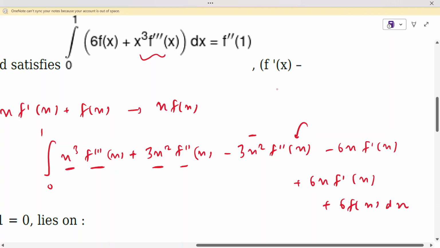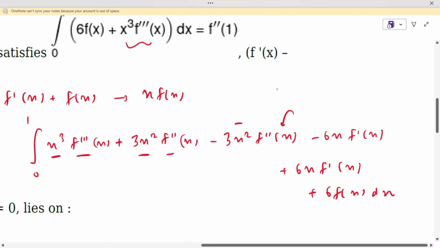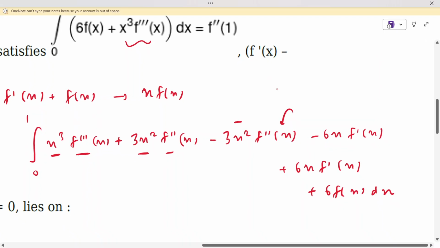Fine. So now you can easily form the pairs. So that's how you can solve it faster than using by parts 3 times, right? So you can easily avoid this thing, f double dash 1. So now this thing is what? The first term will become x cube into f double dash x derivative.